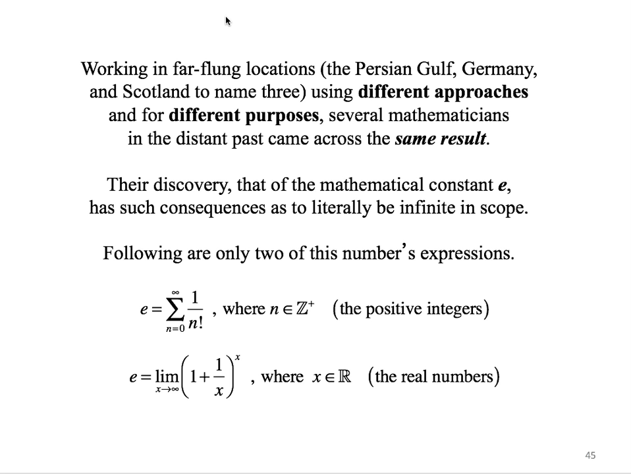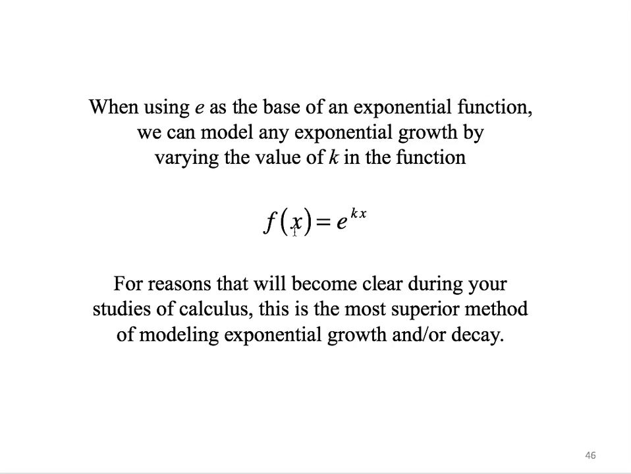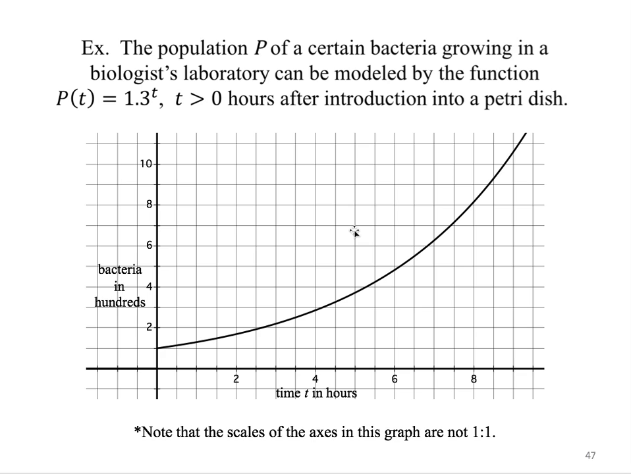Also, e to the x is our best way of, or rather e to the kx is our best way of modeling exponential growth and decay. And we will vary the decay factor k to make our most accurate models. When this value is positive, we have increasing functions. When the value of k is negative, we have decreasing functions.